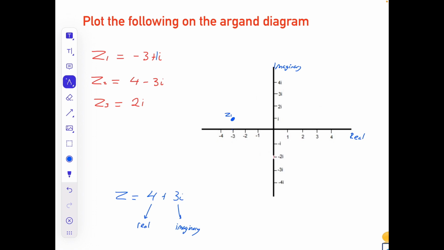Then for Z2, it's 4 minus 3I. So have a think, where do you think this number will be plotted? We're going to go over to 4 and then down to minus 3. So it is going to be here, and we're just going to label that as Z2.